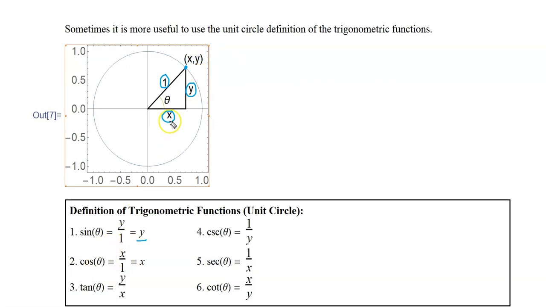The cosine of theta is adjacent over hypotenuse. Well, in this case, that's just going to be x over 1, or just x. Tangent, opposite over adjacent, so y over x. And then we have our other corresponding trig functions. Cosecant is 1 over y, because cosecant is 1 over sine. Secant is 1 over x, because secant is defined to be 1 over the cosine function. And cotangent is x over y, since cotangent is 1 over tangent. So these are the unit circle definitions for the trig functions.